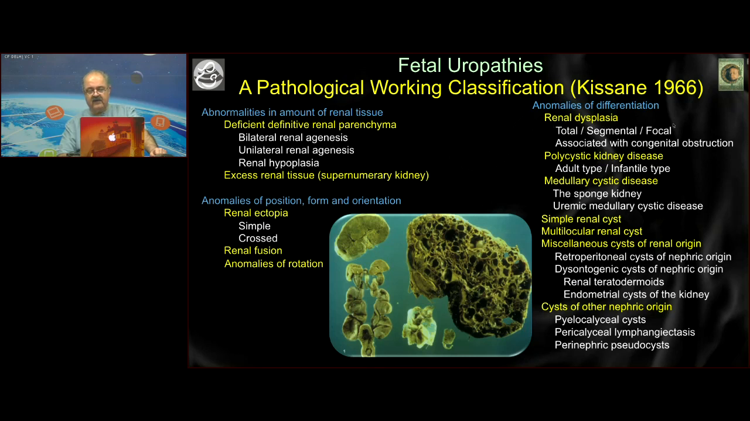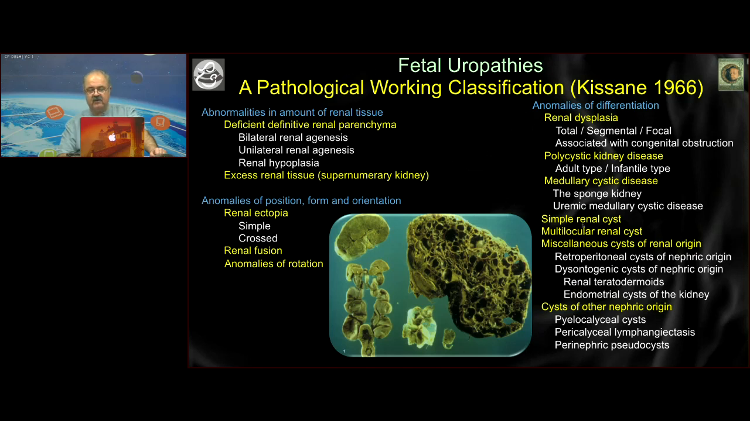In terms of the anomalies of differentiation, we have renal dysplasias, which may be total, segmental or focal, and they may or may not be associated with congenital obstruction. You have polycystic kidney disease, which broadly speaking is the adult and the infantile type. You have medullary cystic disease, which is the sponge kidney, which is the echogenic kidney, and the uremic medullary cystic disease, which means that essentially the kidney gets destroyed at a very early stage and all that is left is a dysplastic kidney tissue.